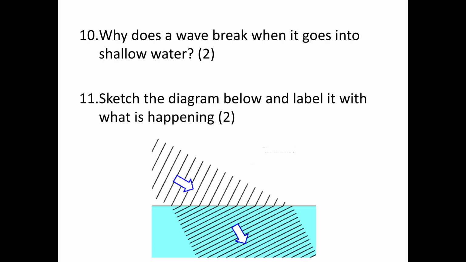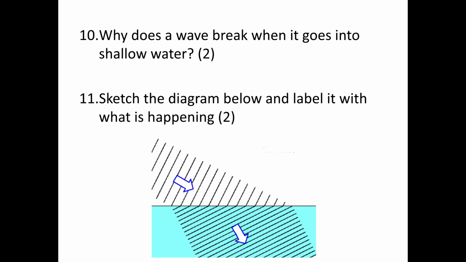Waves break because the bottom of the wave goes into shallow water and slows down. The top of the wave is going at the original speed and the whole thing tips over. I'm not being too precise with the 2 marks. If you've got that general gist, then that's fine. You can give yourself 2 marks.